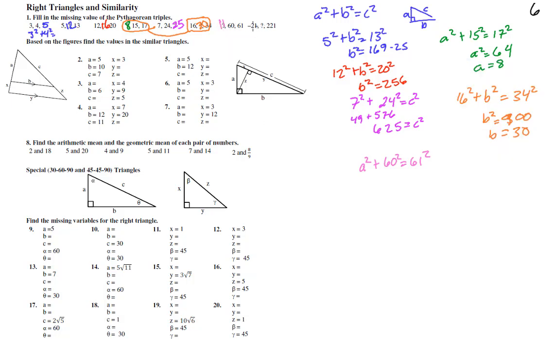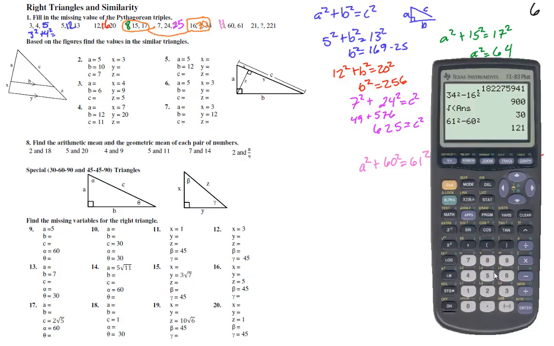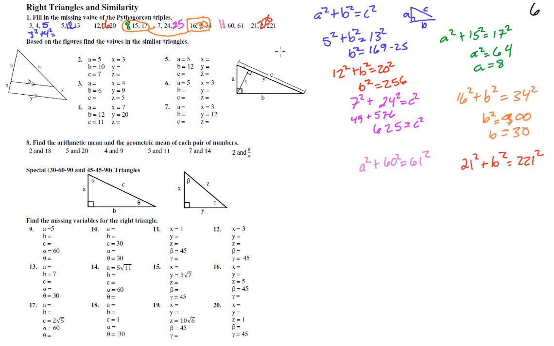Indeed. So the next one, 21, blank, 221. So 21 squared plus b squared equals 221 squared. Alrighty, so we're going to take 221 squared minus the 21 squared, and that equals a big number, and square root that puppy. And we get 220. That guy's 220.